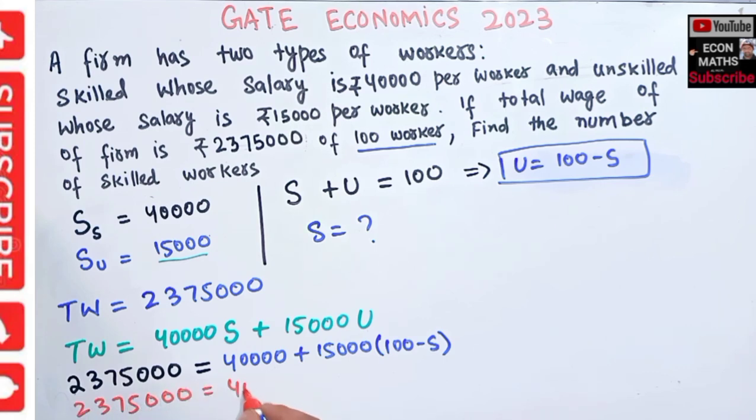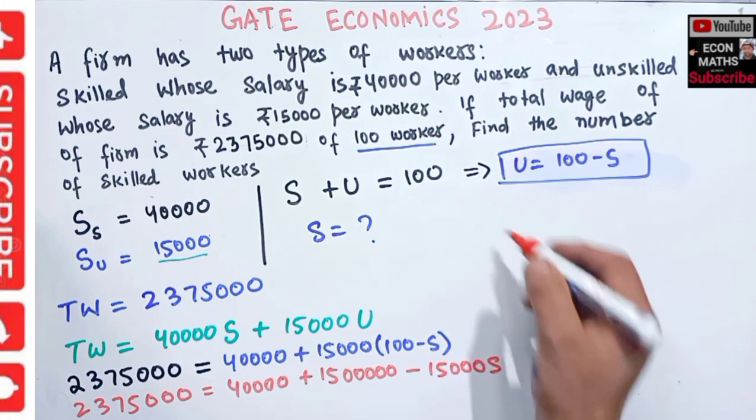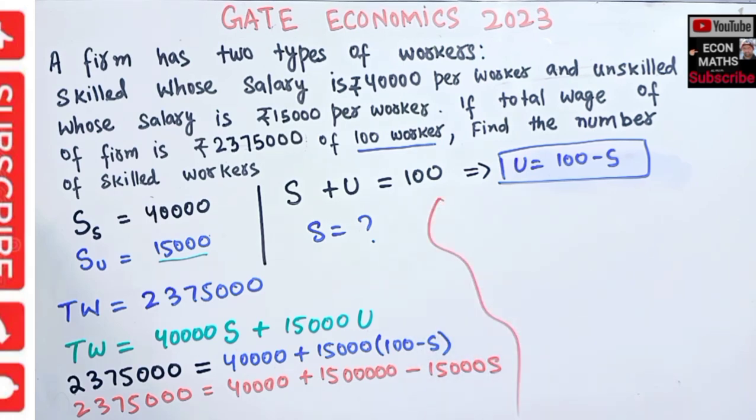Solving this will give us 23,75,000 should be equal to 40,000 plus 15,000 times 100, so this is 15 lakh, minus 15,000 s. Solving this relationship, here we have s, I forgot to write. Transposing this here, it will get subtracted.